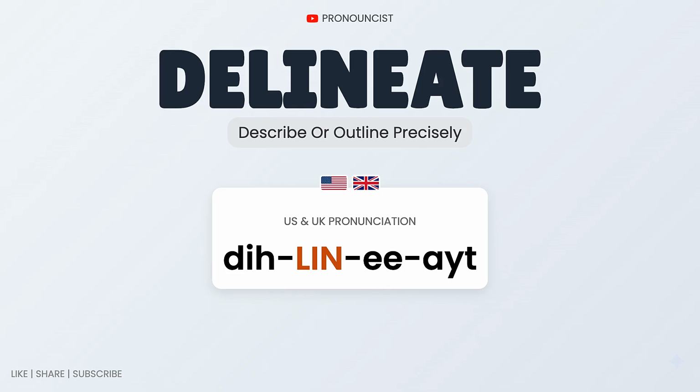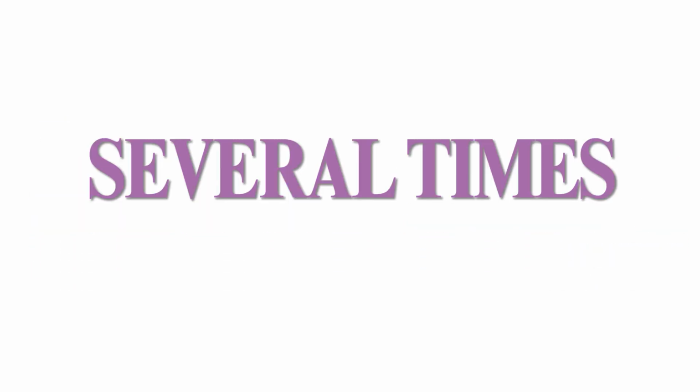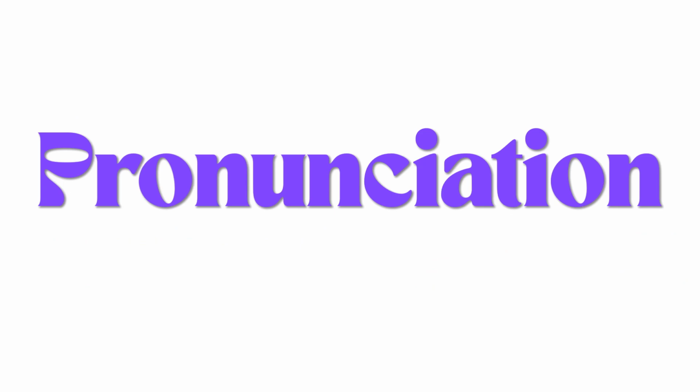Practice repeatedly and you'll soon be able to say this word perfectly. The best way to practice is to repeat the syllable multiple times. The meaning of the word is describe or outline precisely. Try repeating this word several times to improve your pronunciation.